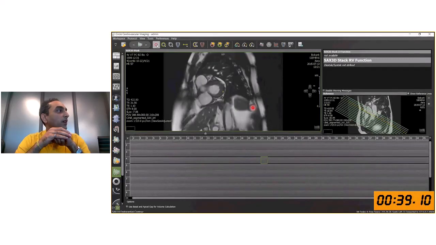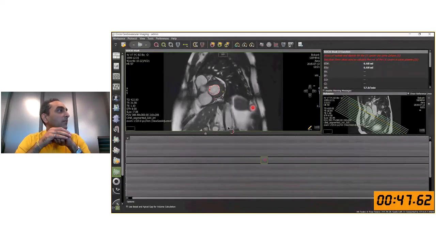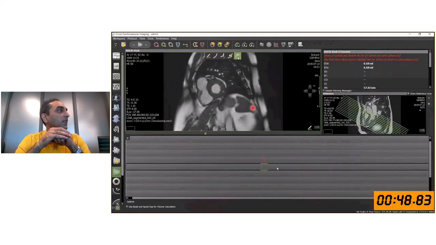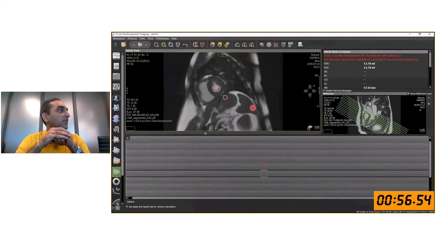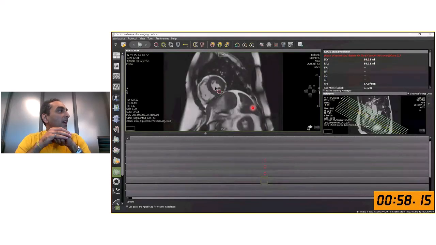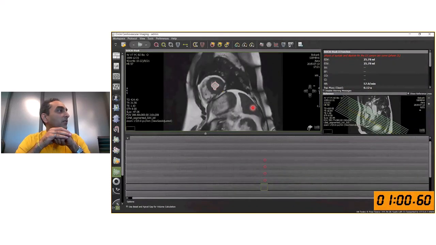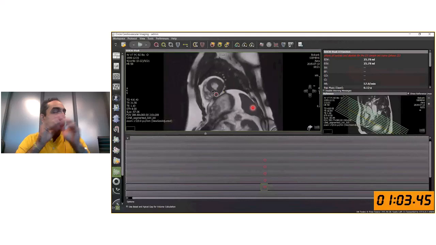freehand contour drawing methods. And once they've done it for this slice, they go to the next slice, and here you see them using a different semi-automatic tool for contouring it. It's a region growing technique that they're using to expedite the contouring process. And they're going all the way from the base, so the top where the valves are, to the apex of the heart where the cone just narrows down.